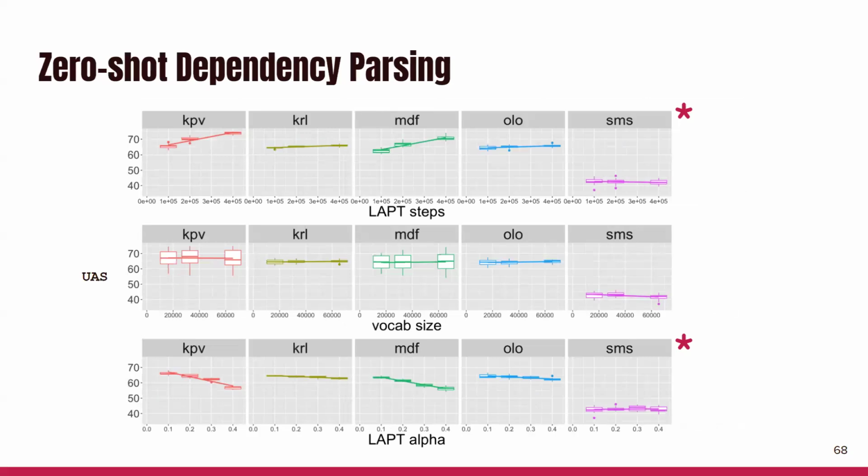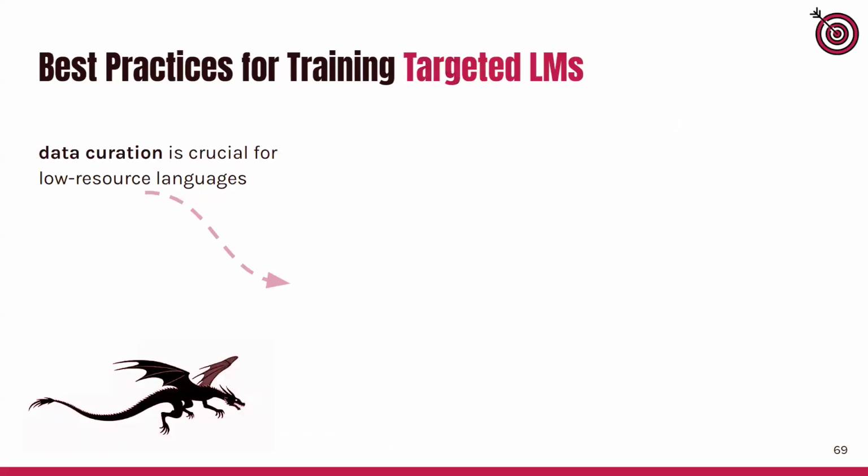And we see some similar results in the zero-shot dependency parsing setting. So again, training for longer improves performance. And in this case, the language sampling alpha is significant for all of these languages because they're all low resource. But we find that the size of the specialized vocabulary isn't significant here, which we also saw in the original zero-shot dependency parsing results.